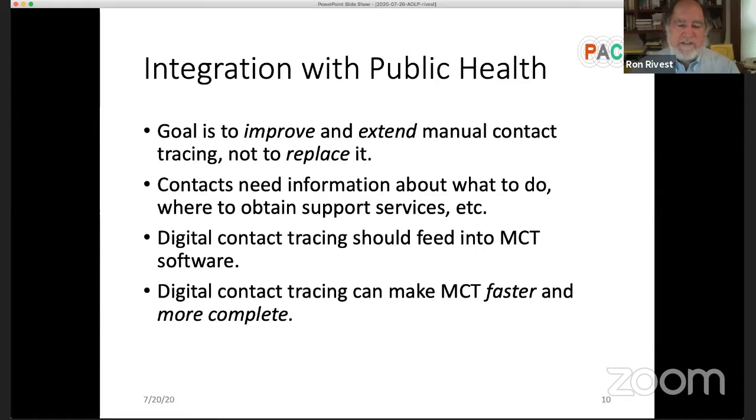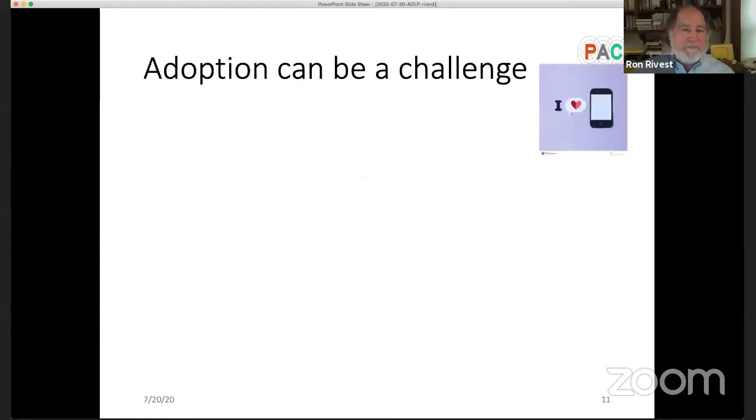So the goal here is to have digital contact tracing make manual contact tracing both more complete, by finding contacts that the person can't remember, that person on the bus, say, or faster, because maybe the alert allows the contact to call in and be notified and advised as to what they should do quicker. So speed and completeness are the two criteria for success here.